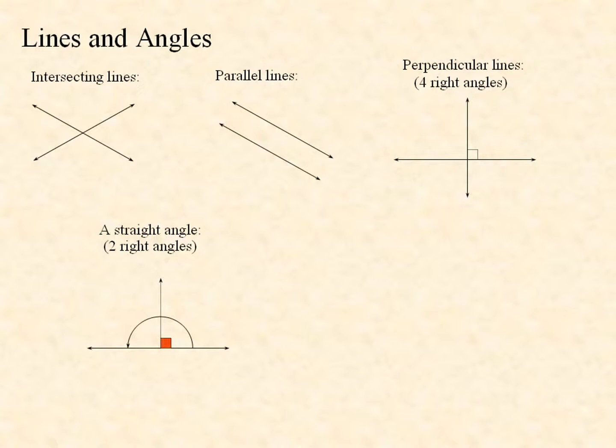Two right angles form a straight angle. So a straight angle measures 180 degrees. An angle smaller than a right angle is called an acute angle, and an angle greater than a right angle but less than a straight angle is called an obtuse angle.